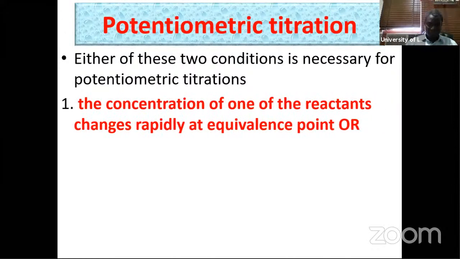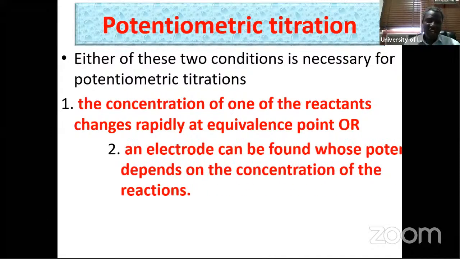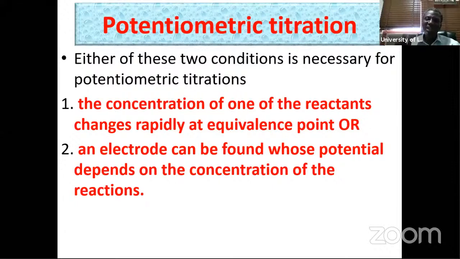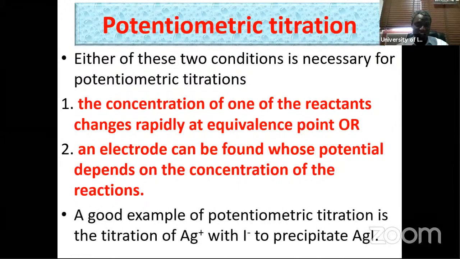The first condition is that the concentration of one of the reactants must change rapidly at the equivalent point. That means you have a sudden change and you can see that this is the point where you have the change. The second is that there must be an electrode whose potential depends on the concentration of the reactant. You must have either of these two conditions before you can use potentiometric titration.